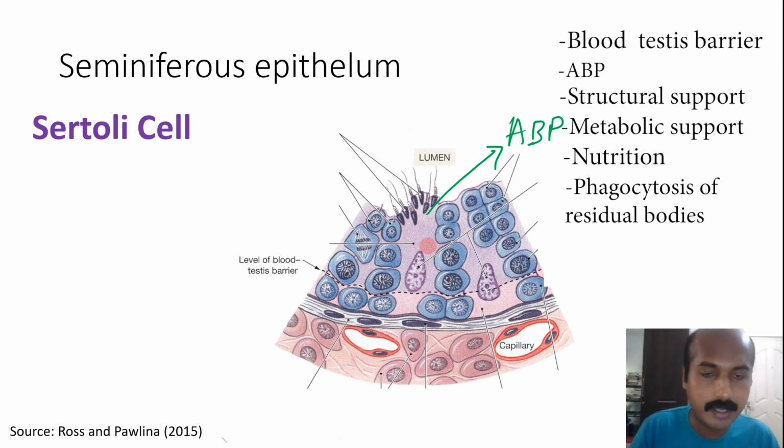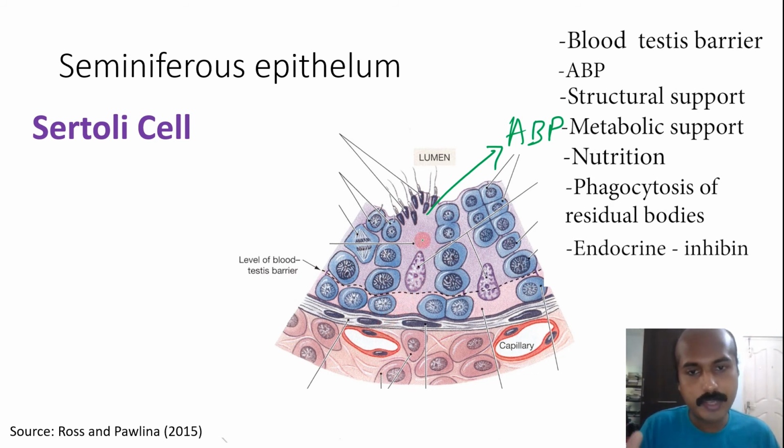It also has endocrine function. For example, it produces a hormone called inhibin, which is important in the feedback mechanism for the pituitary. Okay. So in a lot of ways, Sertoli cells are important.